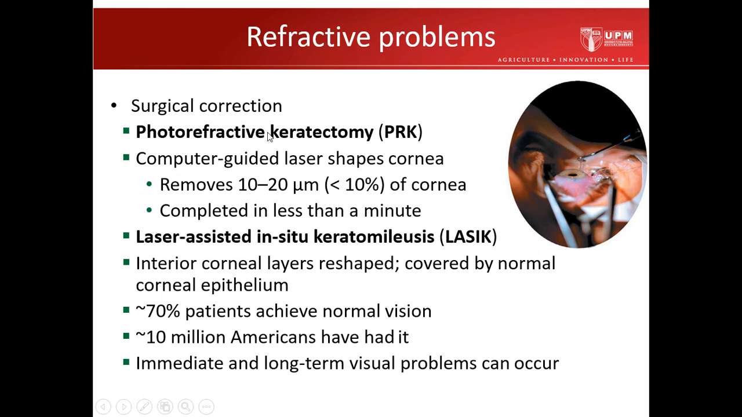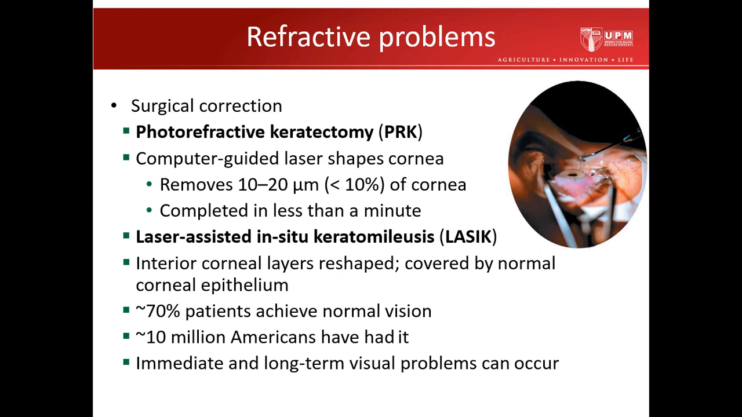Surgical and laser procedures can be used to correct refractive errors. In photorefractive keratectomy, PRK, a computer-guided laser shapes the cornea. In this procedure, it will remove about 10 to 20 micrometers of cornea, and the entire procedure can be completed in less than a minute.